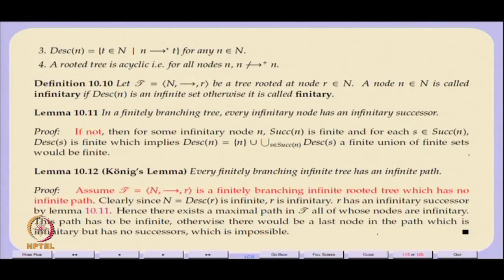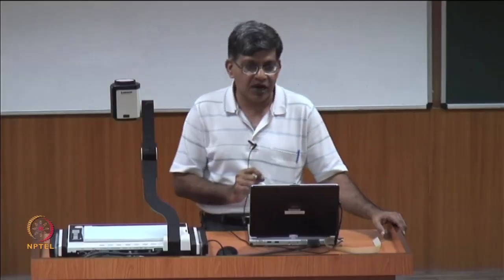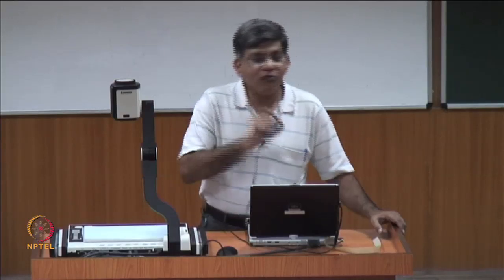Okay, because it is an infinite tree and every infinitary node is guaranteed to have an infinitary successor. So, from R there exists a maximal path in which all of the nodes are infinitary, which means that path has to be an infinite path. So, even though the tree might have an infinite number of different paths, the tree can never be like that if it is finitely branching. If the tree is infinitely branching, then all paths could be finite.